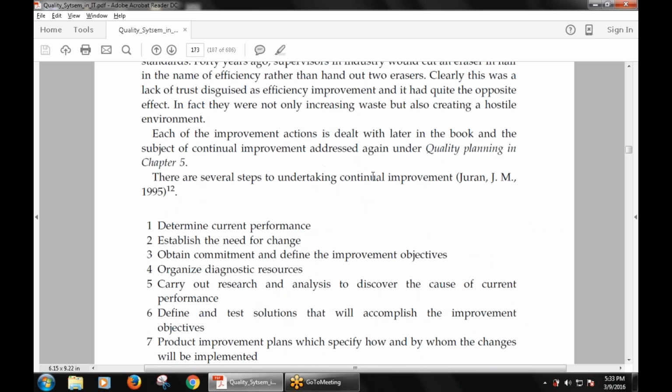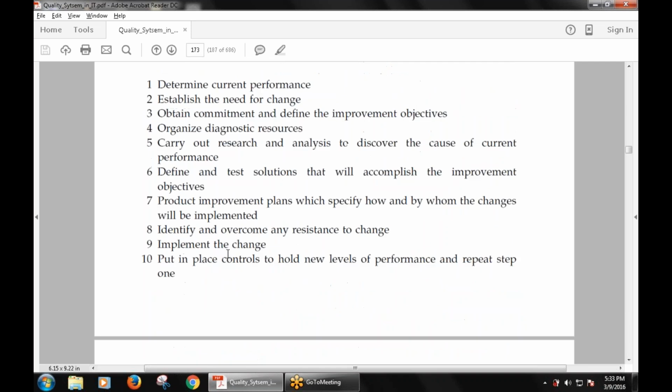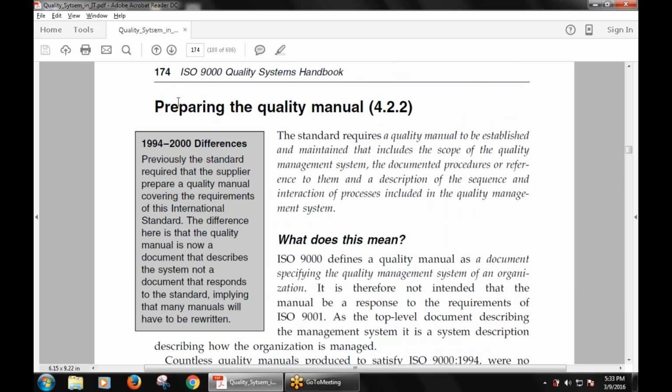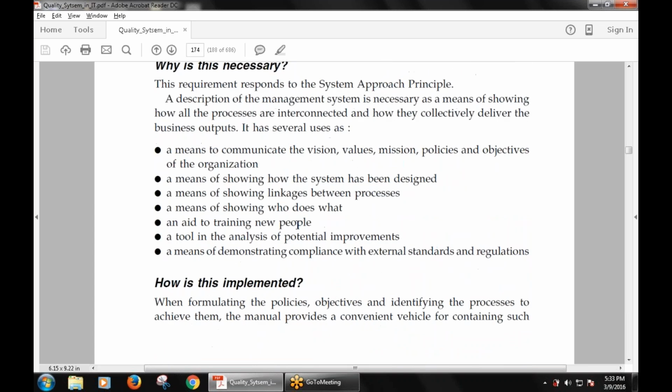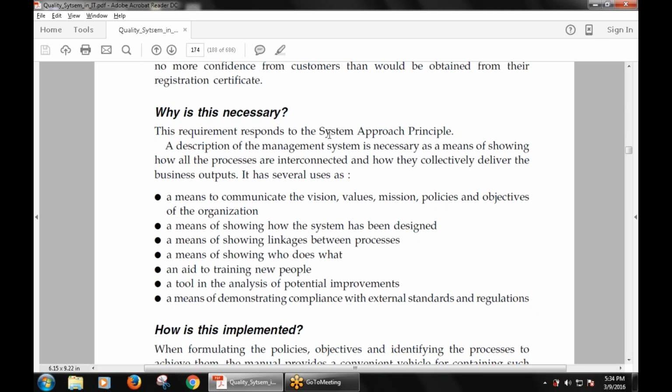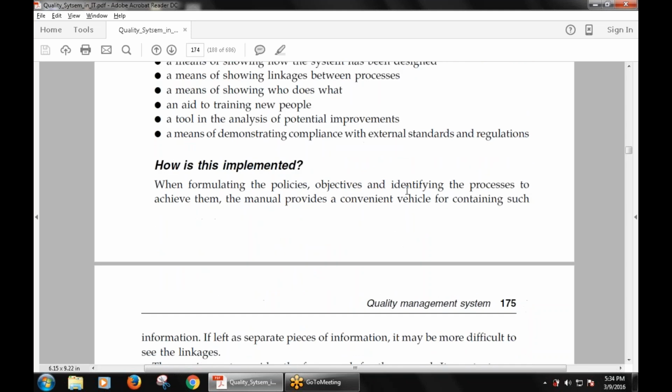There are multiple steps to undertaking the quality or continual improvement. What are the various steps that will be used? Determine the current performance, then establish the need for a change, then obtain the commitment and define the improvement objectives, then organize the diagnostic resources. Then next is preparing the quality manual. That is how to prepare the quality manual, why it is required for the system approach principle.